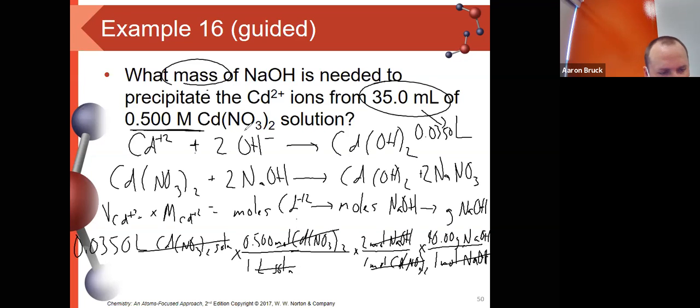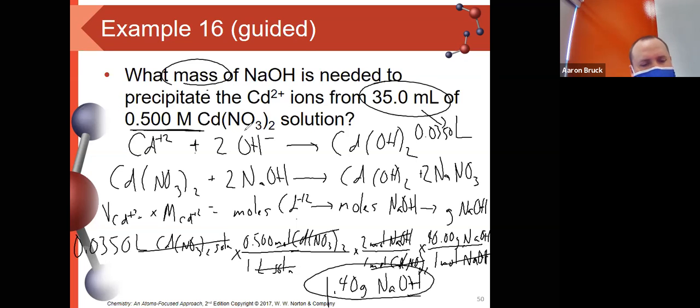0.0350 times 0.500 times 2 times 40, divided by all ones in the denominator, to 3 significant figures, 1.40 grams of sodium hydroxide. So that's what it would take. It would take 1.40 grams of sodium hydroxide to get this precipitation to occur.